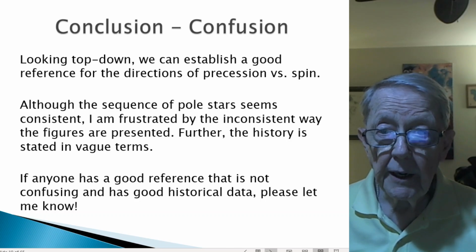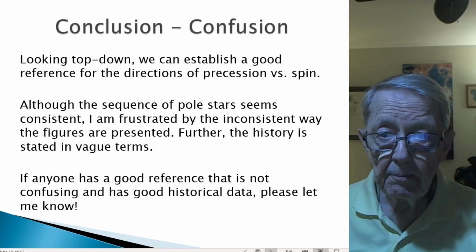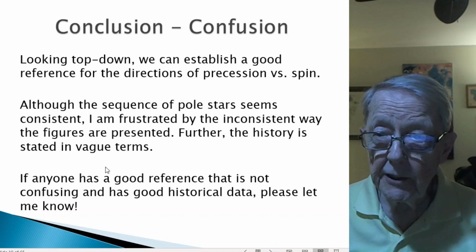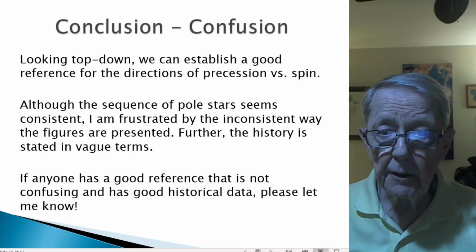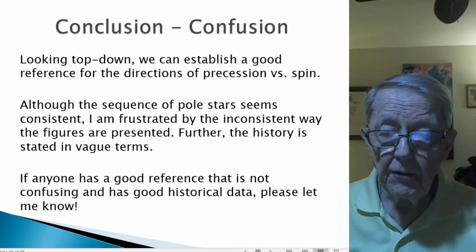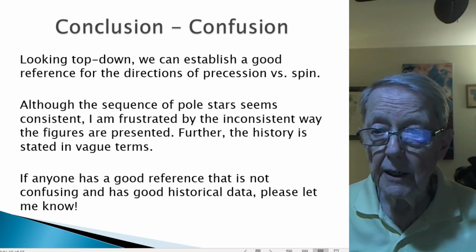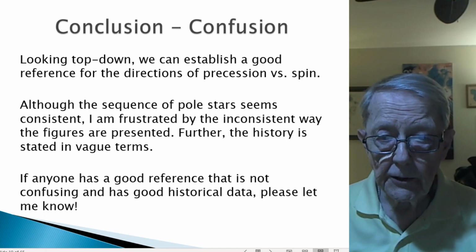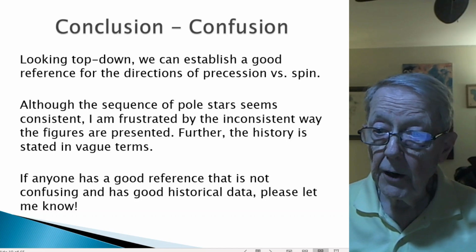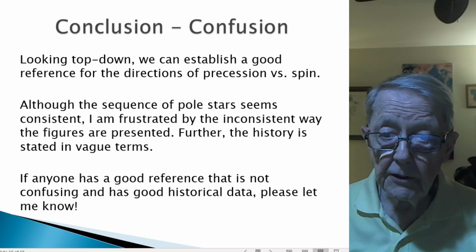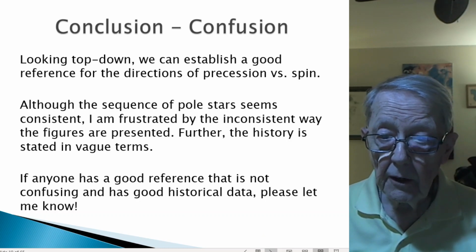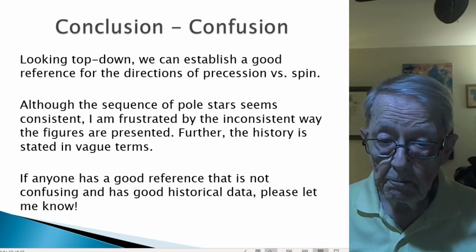Looking top down, we can establish a good reference for the direction of precession versus spin. And although the sequence of the pole stars seems consistent, they all seem to give it the same way, I'm frustrated by the inconsistent way the figures are presented. Further, the history is often vague in the terms it uses. So I'm asking for help. If anyone has a good reference that is not confusing and has good historical data, please let me know. I would enjoy reading it.